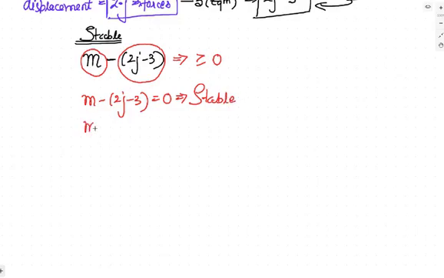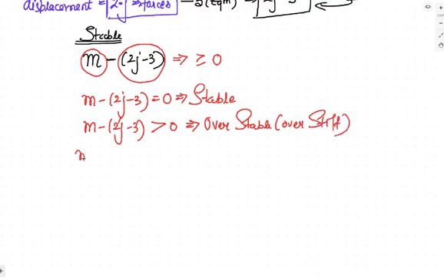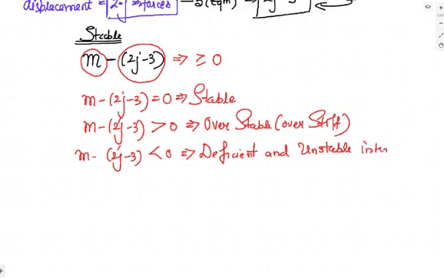If m minus (2j minus 3) is greater than 0, it means the number of members is more, displacement can be less. It means that it is overstable, also known as overstiff. It is a very stiff structure. If m minus (2j minus 3) is less than 0, it means the number of members is less compared to the displacement. So there will be certain displacement present. It means that this particular structure is deficient, and this structure is internally unstable.